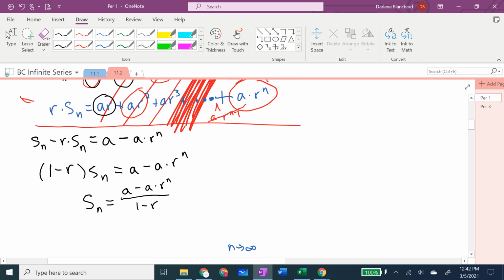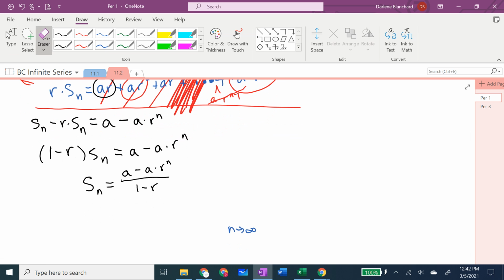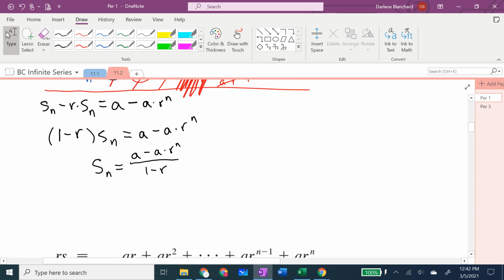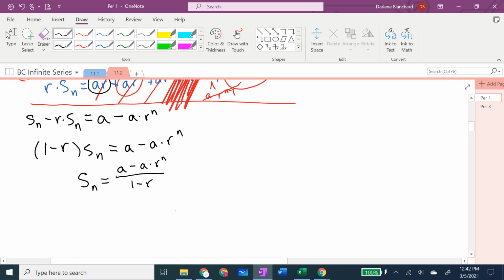With that, I can then take a look at what is the limit as n approaches infinity of that formula. If there is an answer to that limit, then I have a converging geometric series. But if this limit does not exist, then I have a diverging infinite geometric series.